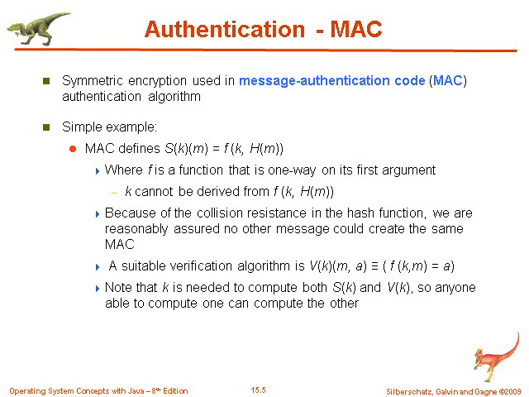Because we use a collision-resistant hash function, we can be reasonably sure that no modified message would give the same MAC. The main issue here is making sure K is kept confidential, because if you can compute V of K, you can also compute S of K, and vice versa.